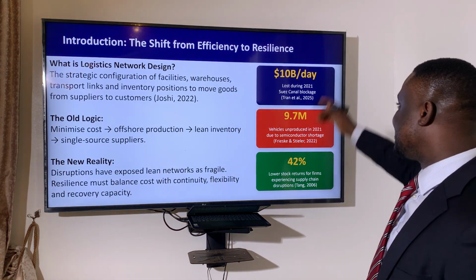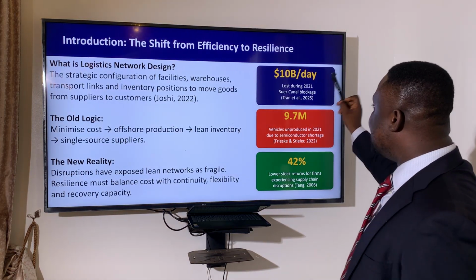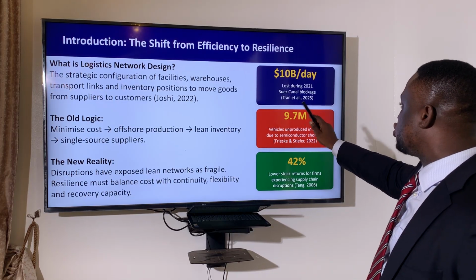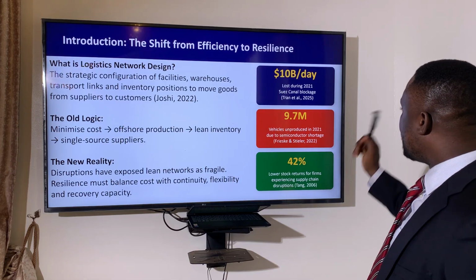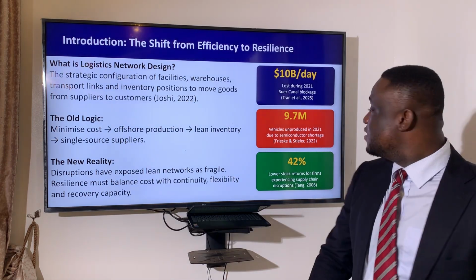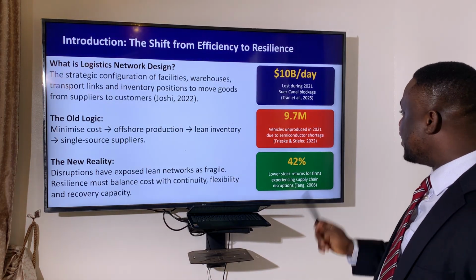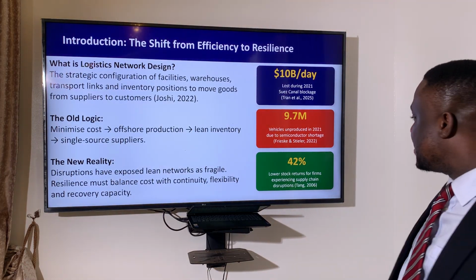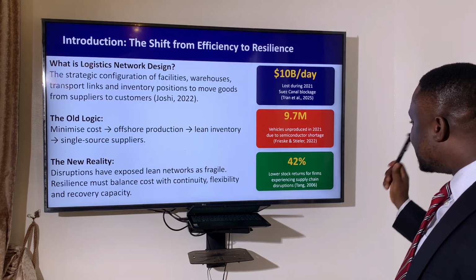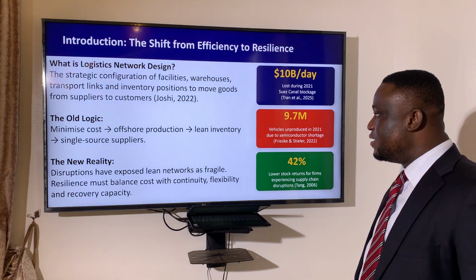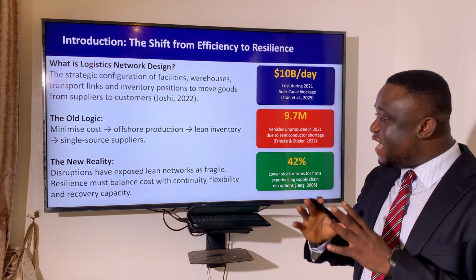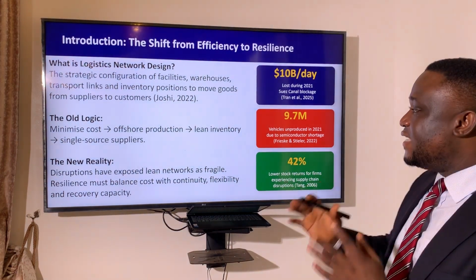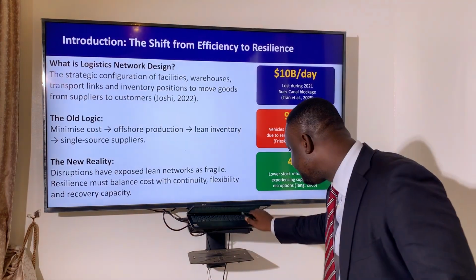If you look at this analysis here, what it means is that $10 billion a day was lost during the Suez Canal blockage. We also had 9.7 million vehicles unproduced in 2021 due to the semiconductor shortages, and also 42% lower stock returns for firms experiencing supply chain disruptions. So we are looking at the resilient way of getting better systems as backups when the reality of disruptions happens.